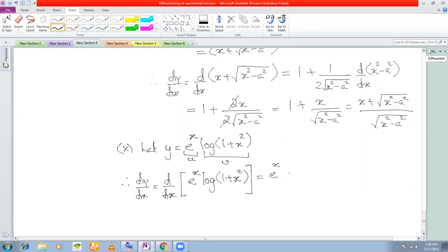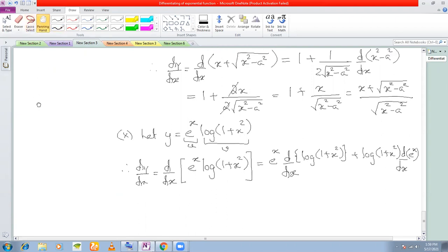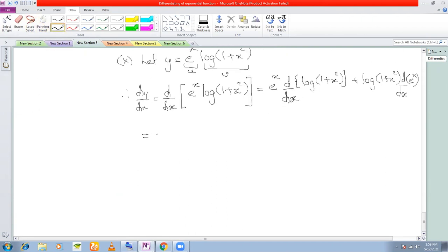First e to the power of x and then the derivative of log(1 plus x square), plus log(1 plus x square) into d/dx of e to the power of x. And then you have e to the power of x d/dx of log(1 plus x square). First differentiate the log to get 1 by (1 plus x square) into the d/dx of 1 plus x square.